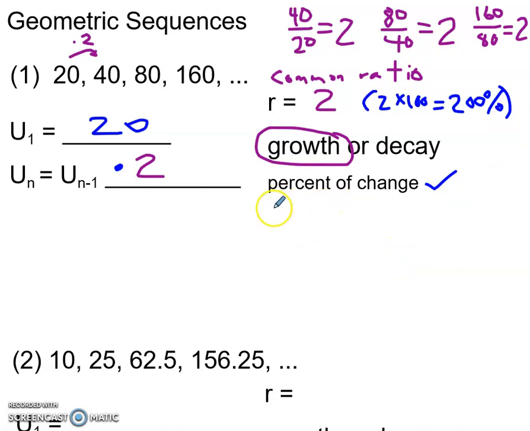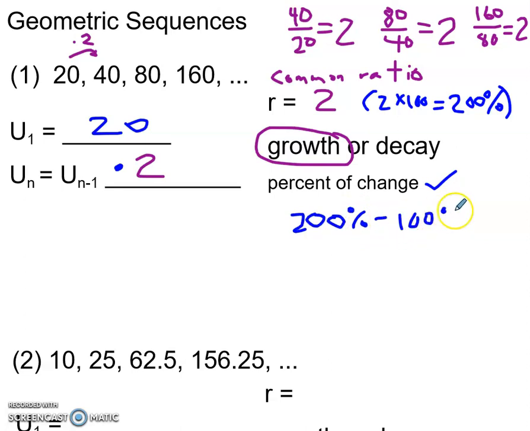To find the percent of change, it's basically 2 steps. You take the R value as a percent, which is 200%, and you're going to subtract 100% from it.